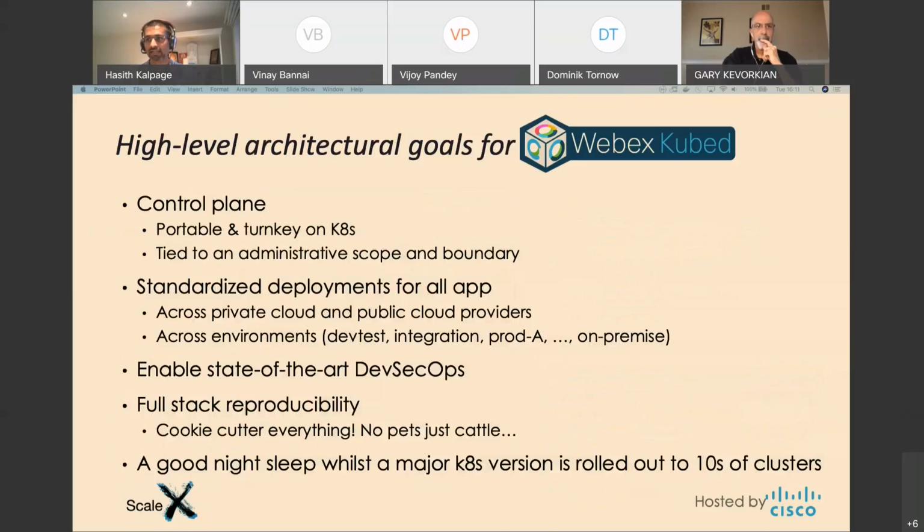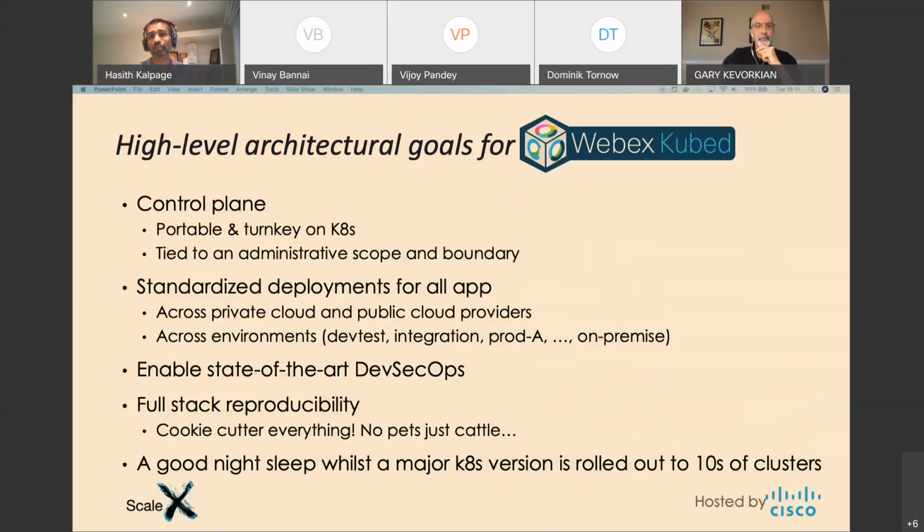Now, some of the high-level architectural goals for WebEx Cubed. So first is the control plane. We wanted it to be turnkey and portable, and tied to a specific administrative scope and boundary. And the reason for that is then you can maintain good hygiene across environments.